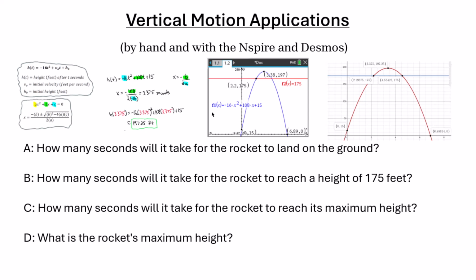In this video, we're going to explore a vertical motion application problem where we have a rocket being launched through the air with an initial velocity and initial height. We're going to answer these 4 questions, and we're going to do it by hand, and then we'll use the Inspire and the Desmos calculators in order to check all of our answers.